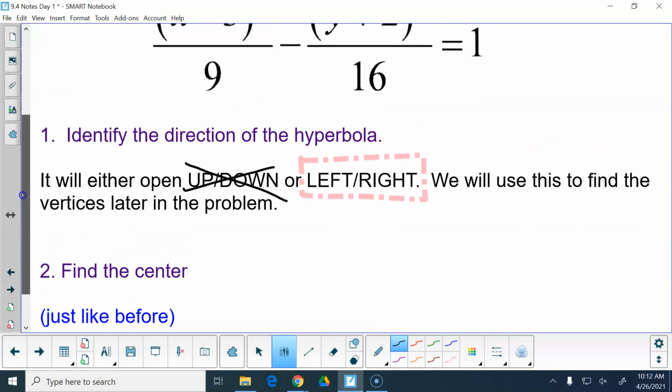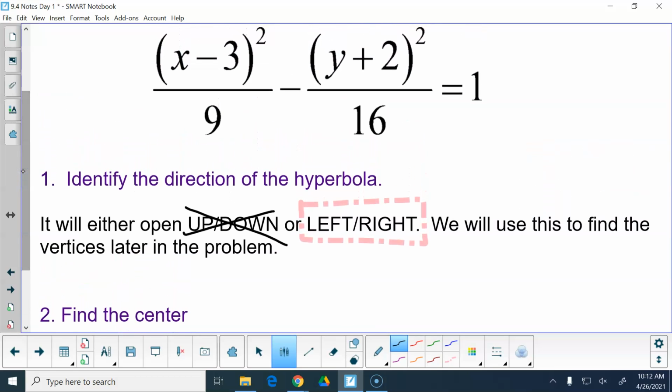Oops, let me scroll back up. And that's just like we did before. Okay? So we find the center just like we have been doing since the vertex in a parabola. We look at H, comma K, and of course we think oppositely if it's inside a set of parentheses. If there's no parentheses there, we think 0. Okay? So the center of this hyperbola would be at 3, negative 2.